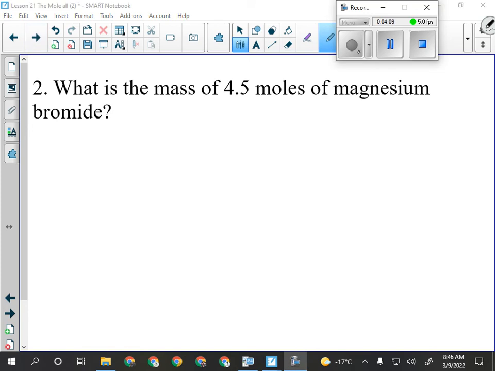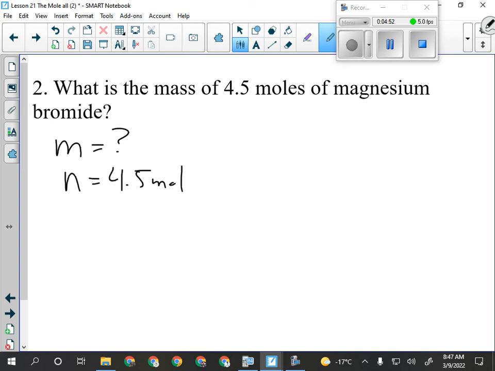So this question says, what is the mass of 4.5 moles of magnesium bromide? So what is it asking me to calculate? N, little m, or big M? Little m. Okay. Asking me to calculate little m, mass in grams. It tells me that I have 4.5 moles. What part of the mole equation is that? N. And they tell me that the material is magnesium bromide.